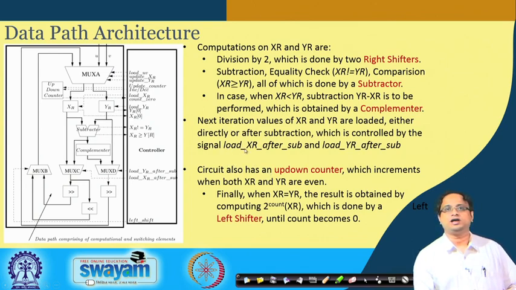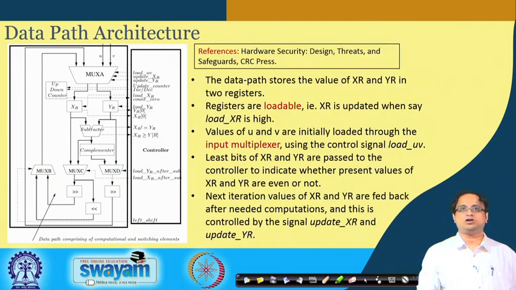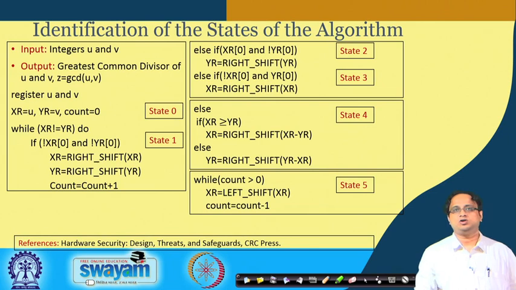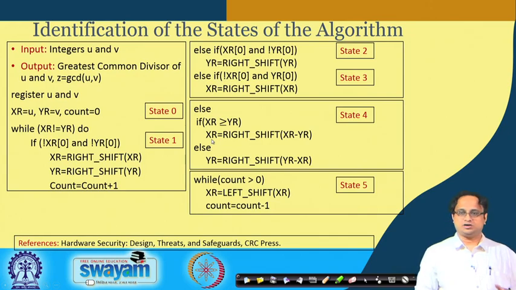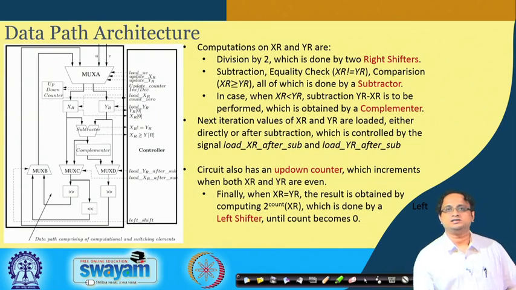Before I go into that, after you have done these operations and you want to load your data into XR and YR, you see that there are 2 ways in which you can load. If you go back to the algorithm, you will see the 2 possible ways: you either update XR directly, that means you just right shift and update XR, or it may happen that you do a subtraction and then update XR. This logic is encapsulated by this signal, written as load XR after sub or load YR after sub.